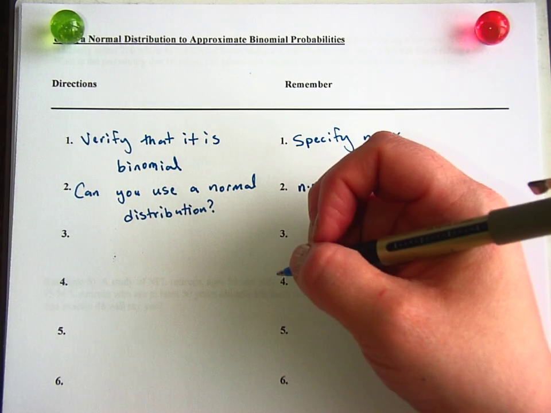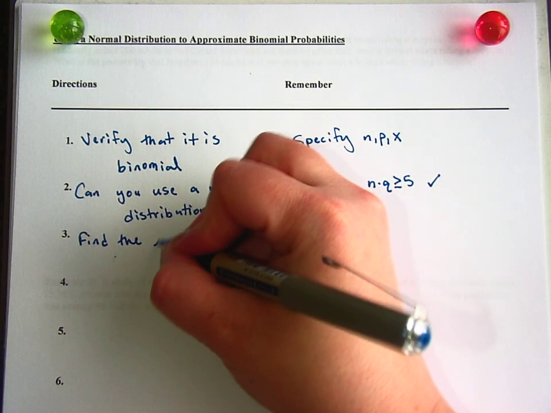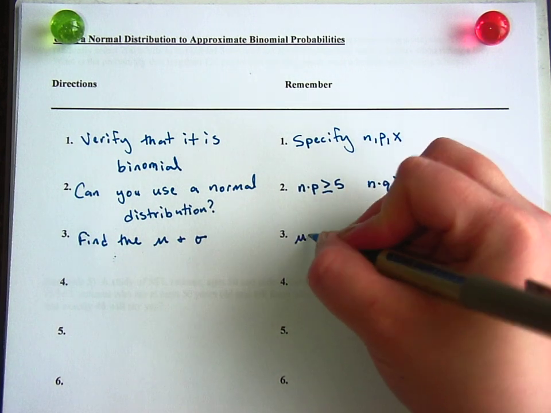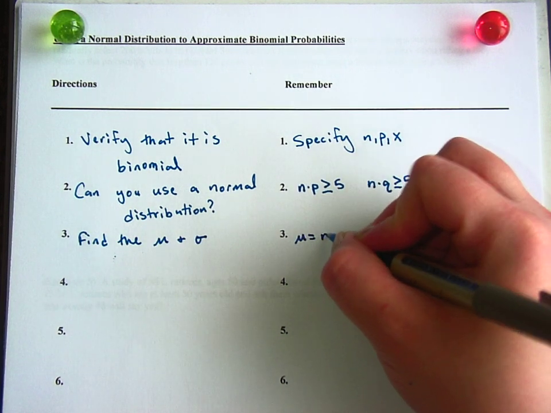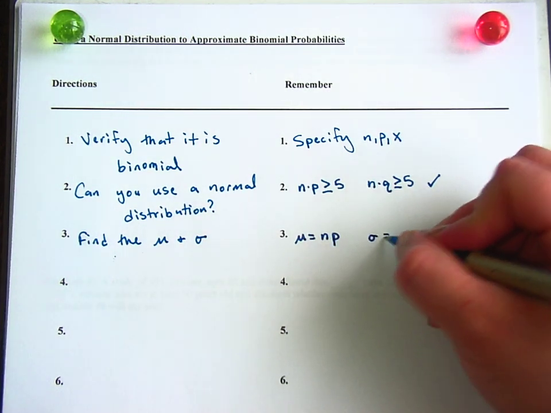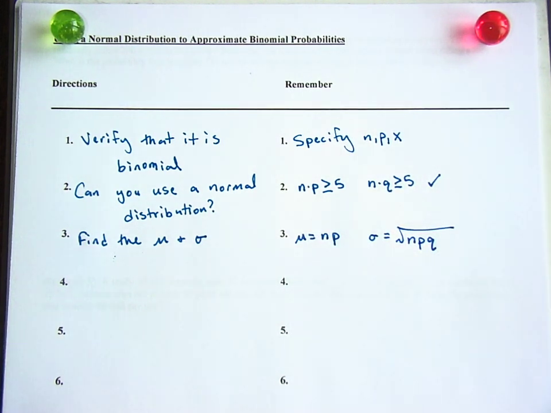Okay, next thing you do is you find the mean and standard deviation. And we know the formulas for that from last chapter: the mean is n times p, and the standard deviation is the square root of npq. So that's not something that's going to be too challenging to do.